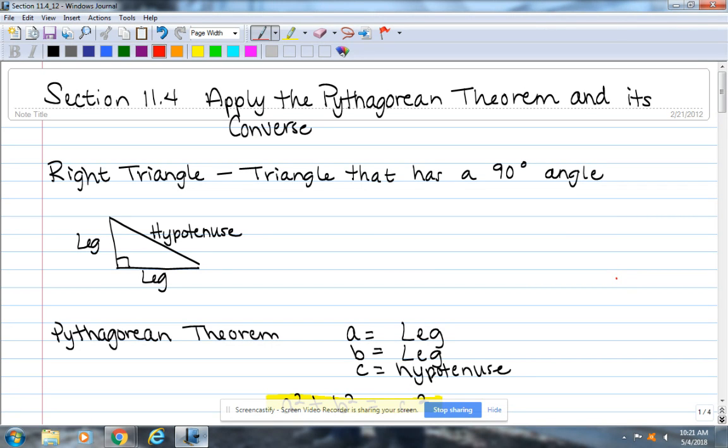So you can prove different things based on the actual theorem and the converse theorem. Okay? So those are those. We got a right triangle. A triangle that has a 90-degree angle in it is called a right triangle. Is it possible for a triangle to have more than one 90-degree angle in it?